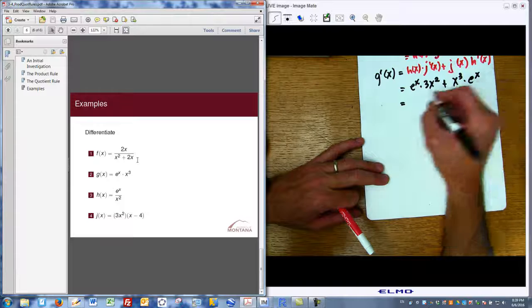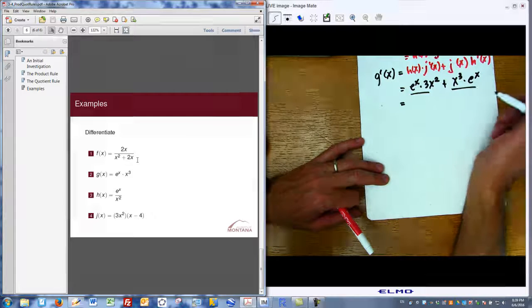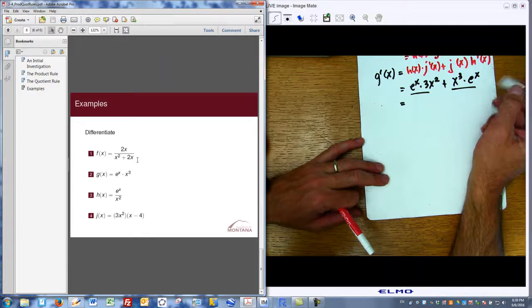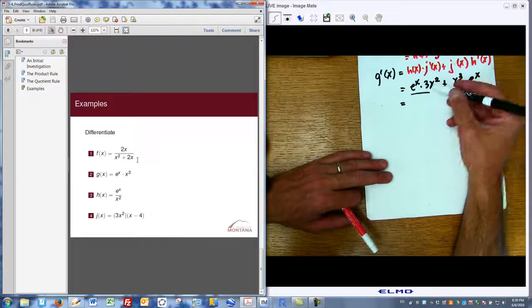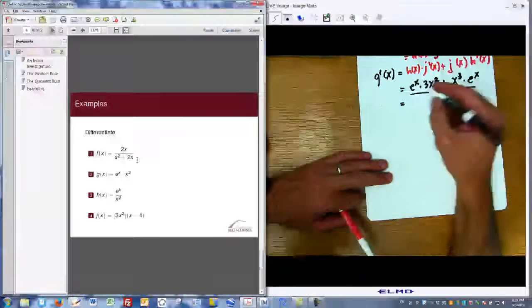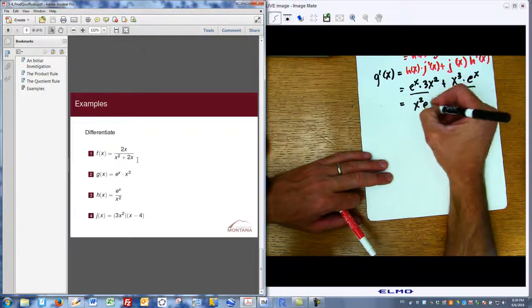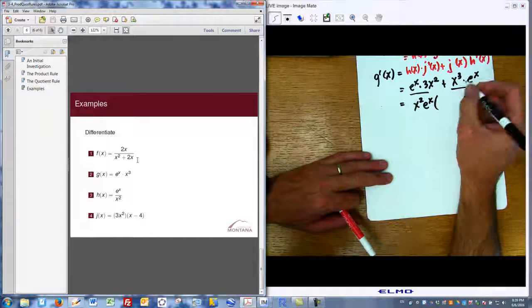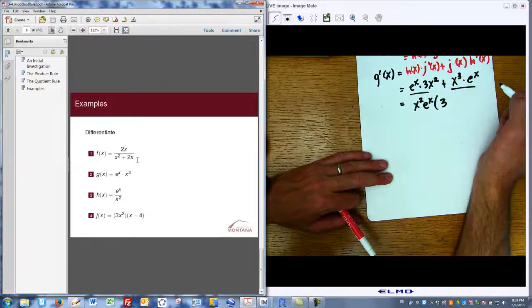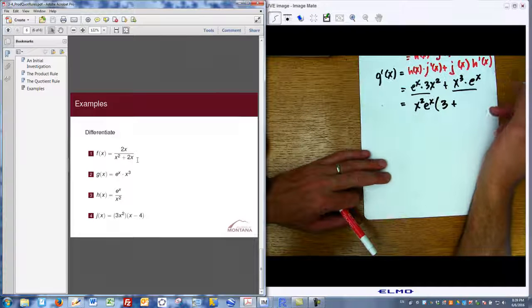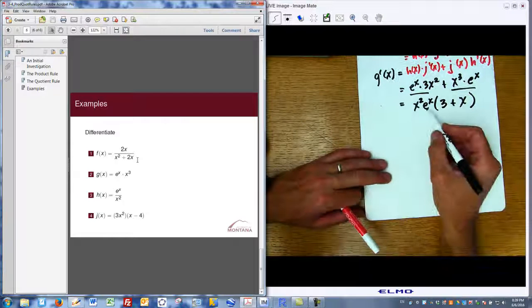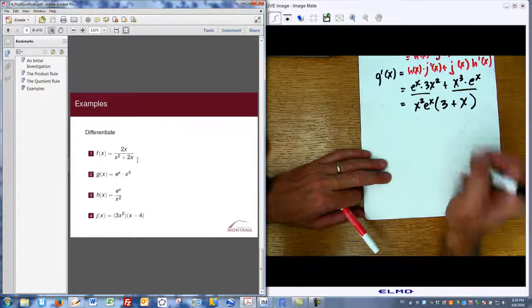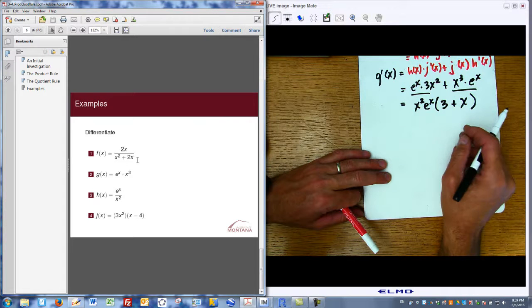I can see that I've got two terms being separated by an addition sign, and so I should probably think, is there anything I could bring out in front of the two terms? It appears that x squared is common to both and e to the x is common to both, so I'll take both x squared and e to the x out. When I do that, I'm left with just a 3 here, and here, if I take an x squared out, I'm left with an x. So that would be one acceptable way to write this. It's x squared times e to the x times 3 plus x as our derivative.